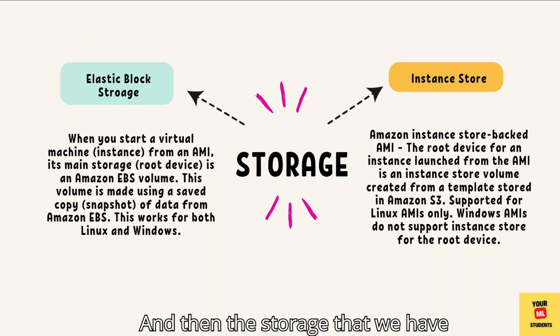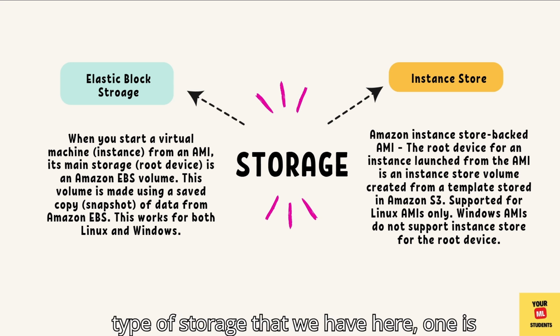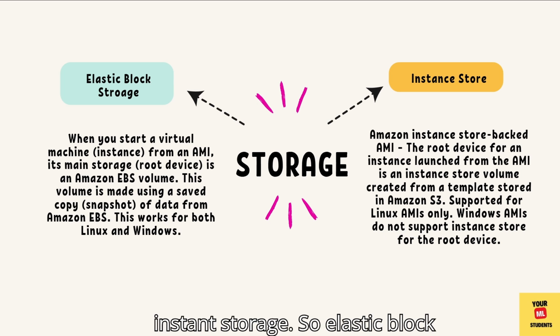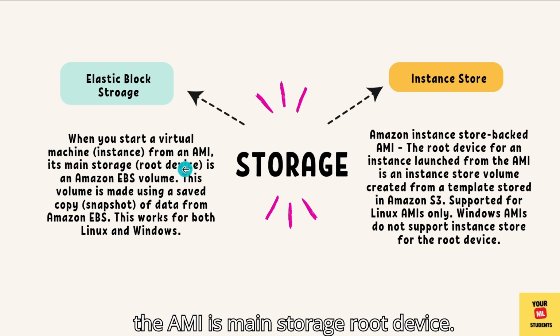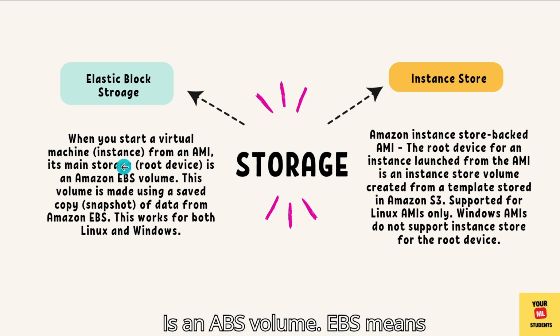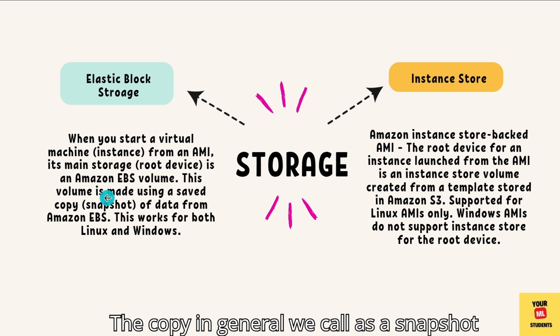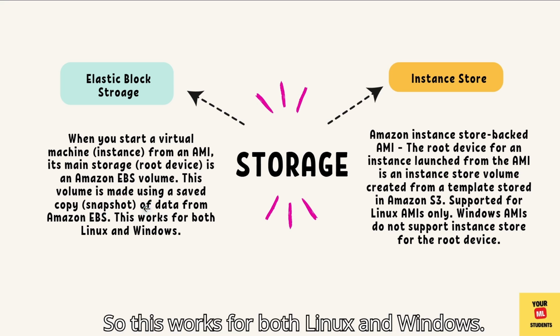Then the storage that we have discussed. There are two types of storage here: one is Elastic Block Store and the other is instance store. With Elastic Block Store, you start a virtual machine from the AMI, and its main storage, its root device, is an EBS volume. EBS means Elastic Block Store. This volume is made using a copy, which we generally call a snapshot, of data from Amazon EBS. This works for both Linux and Windows.